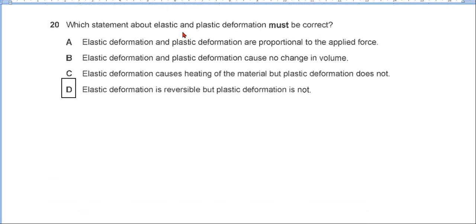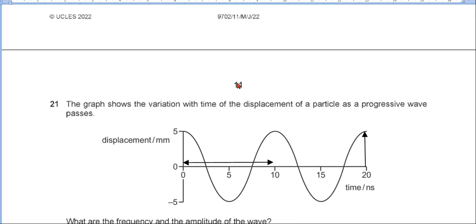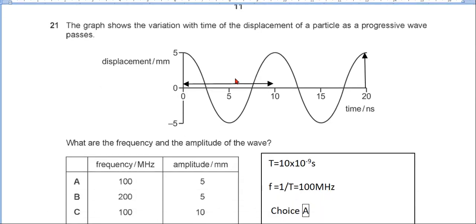Which statement about elastic and plastic deformation must be correct? The last one: elastic deformation is reversible, but plastic deformation is not.